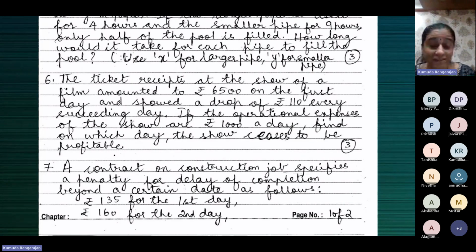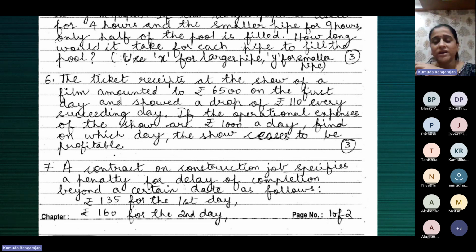The ticket receipts at the show of a film amounted to rupees 6,500 on the first day and showed a drop of rupees 110 every succeeding day. So the first day the film was aired in the cinema hall, they made a total sale of 6,500 rupees. The total money they get by selling the tickets was 6,500 rupees. And every day the sale proceeds reduced by 110 rupees. Next day, for the same show, the total sale proceeds was 6,500 minus 110. The day after that, the sales proceeds was 6,500 minus 110 minus 110.